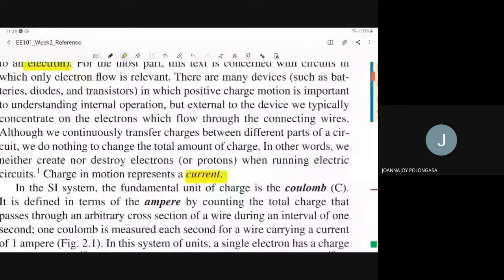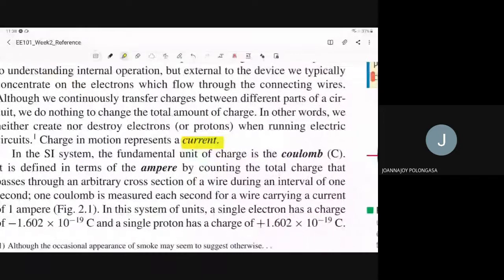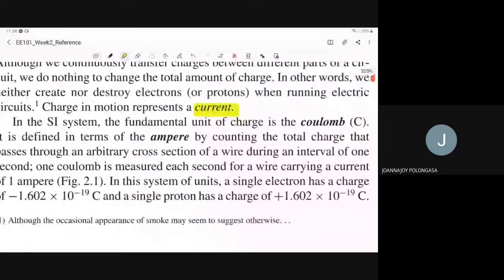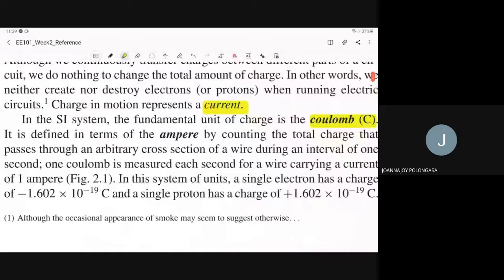So kung mag-move po ang atong charged particle, which is the electron or charge in motion, it will produce current. Simple na man ang concept. So ato lang siya i-review gamay para basig naka-absent ka sa discussion. Then the fundamental unit of charge is the coulomb, represented by letter C. So when we talk about unit of charge, it will be in coulomb.